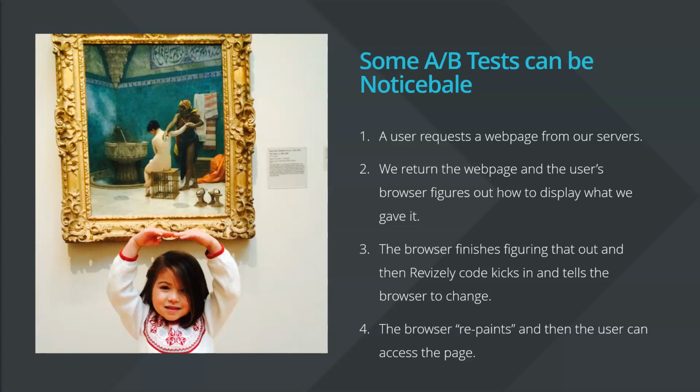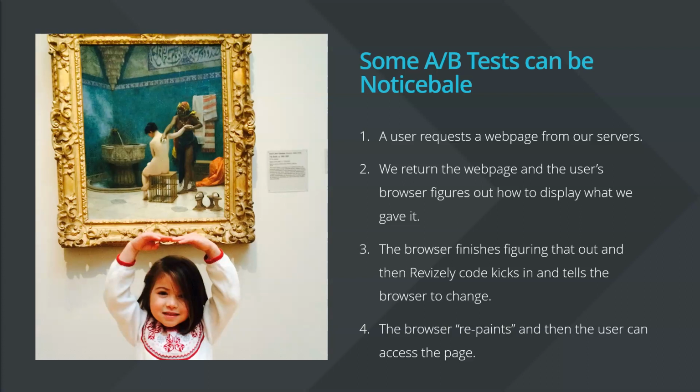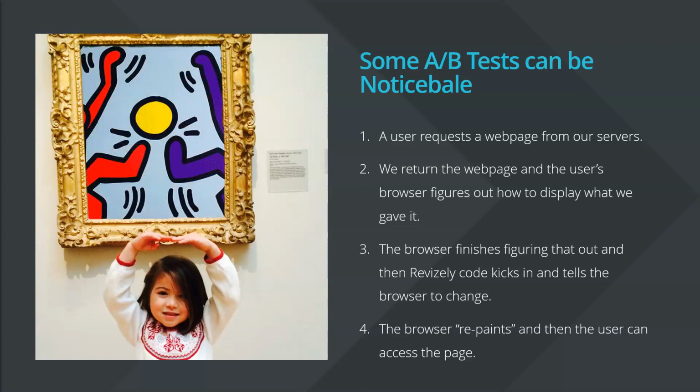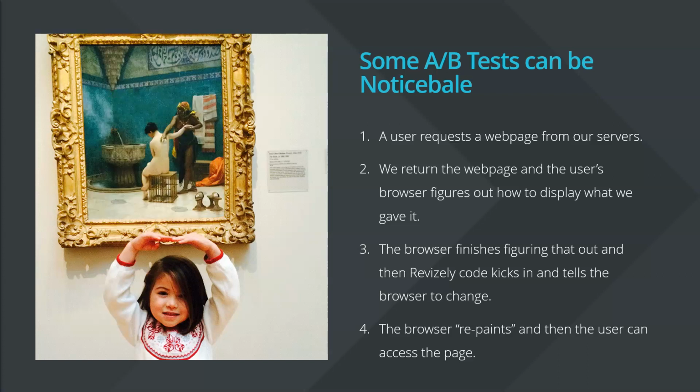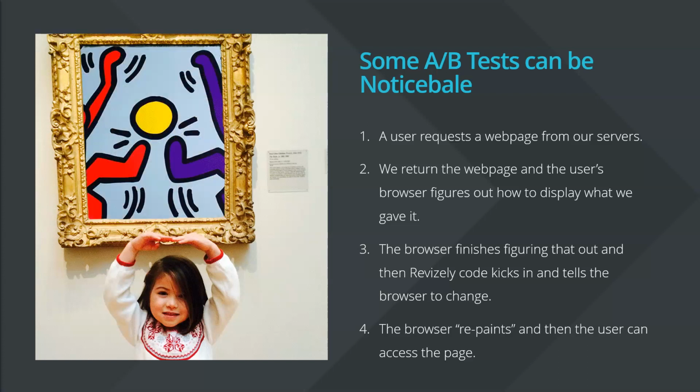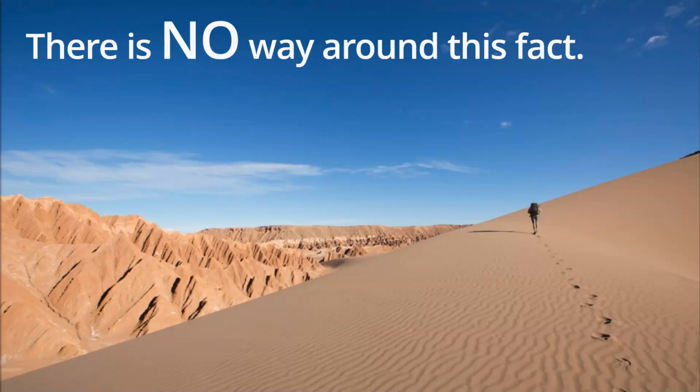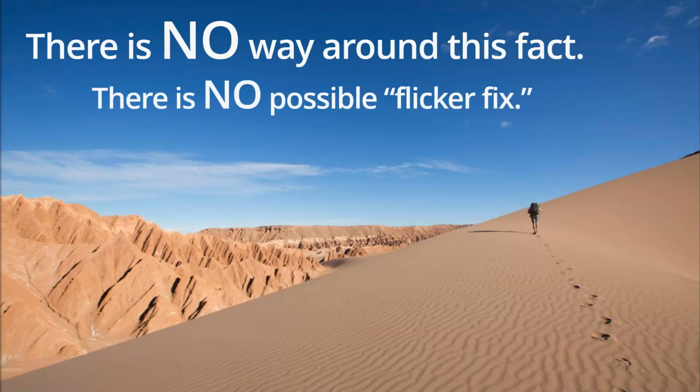Some A/B tests can be noticeable. So when the user requests a web page from our servers, we return a web page. The user's browser figures out how to display it. Then the browser finishes figuring that out, and the code kicks in and tells the browser to change. The browser then repaints, and the user can access that page. There's not really a way around this fact. There's no possible fix for this flicker.